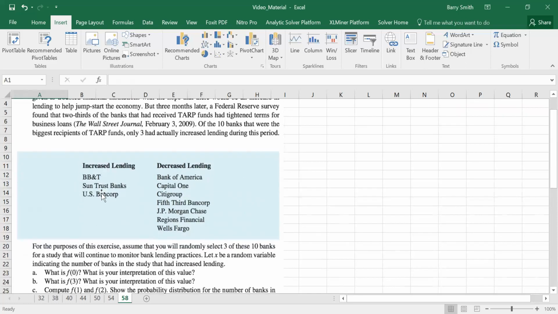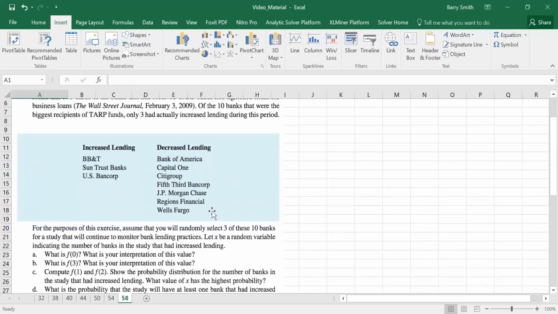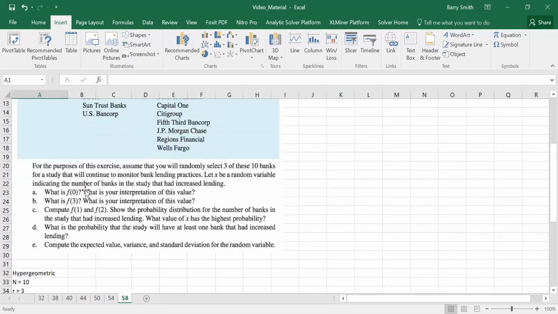So it kind of shows the ones that increased, the ones that decreased. And so for the purpose of this exercise, assume that you will randomly select 3 of these 10 banks for a study that will continue to monitor bank lending practices. Let X be a random variable indicating the number of banks in the study that had increased lending. Okay, so that's going to be the success, increased lending.